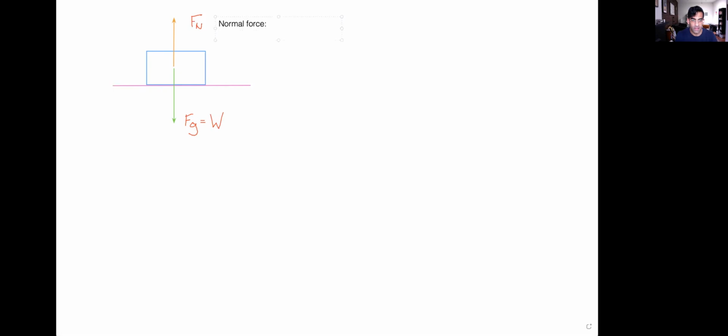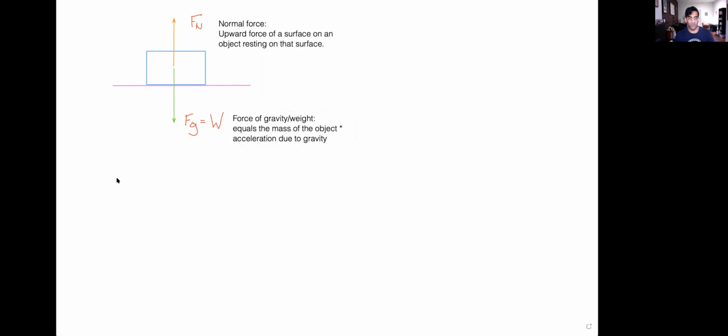So the normal force is the upward force of a surface on an object resting on that surface. And this is the force of gravity, or weight, and that is equal to the mass of the object times acceleration due to gravity. We know if we're on Earth that that is equal to 9.8 meters per second squared.